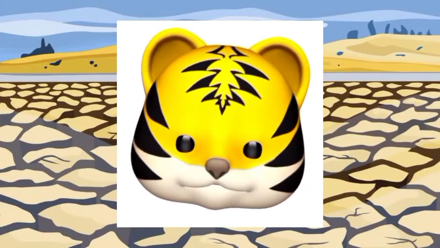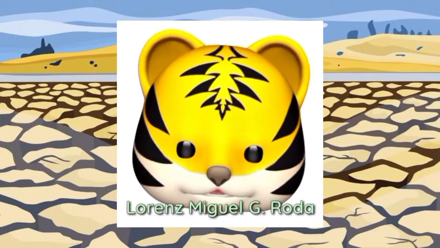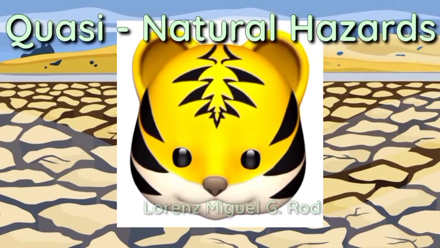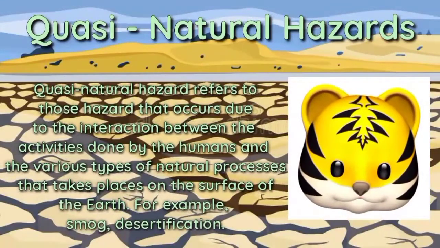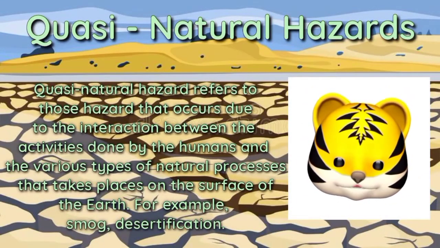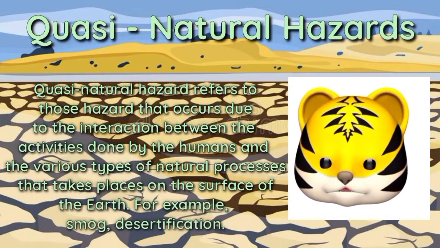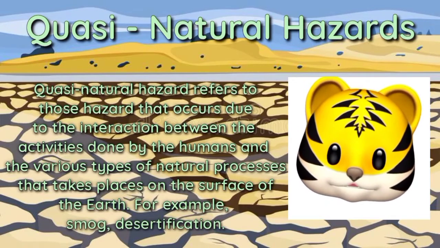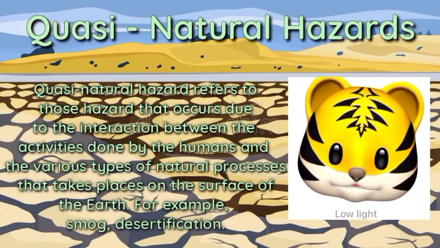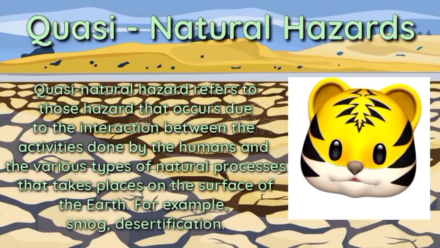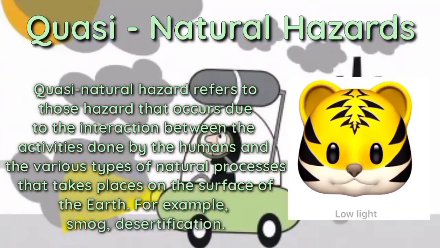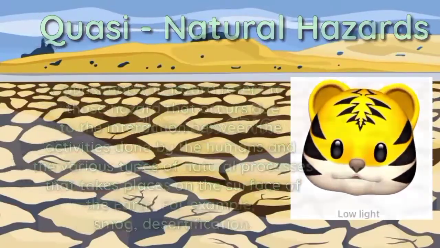Hello everybody, I'm Lorenz Miguel Roda, and I'm here to discuss quasi-natural hazards. Quasi-natural hazard refers to those hazards that occur due to the interaction between the activities done by humans and the various types of natural processes that take place on the surface of the earth. For example, smog and desertification.